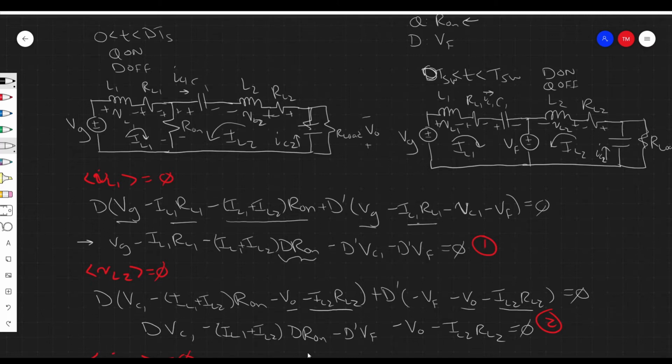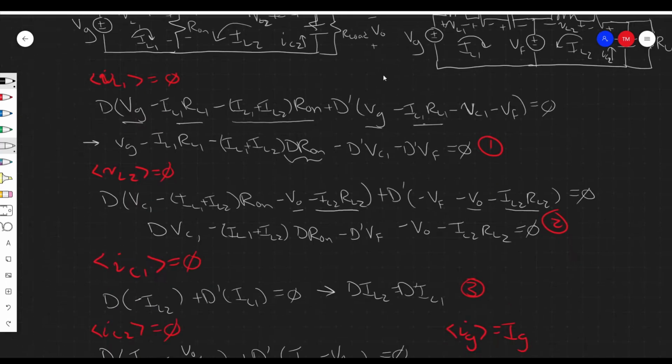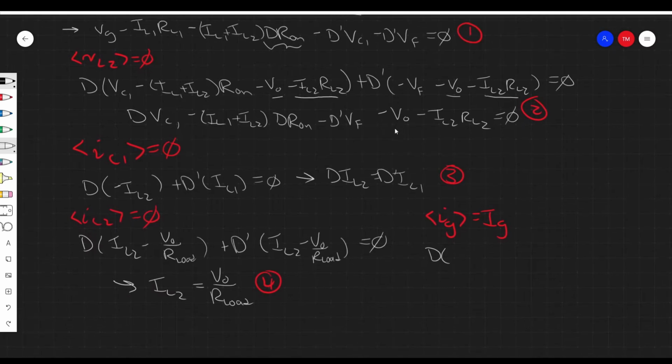So in state 1, Ig is equal to IL1. In state 2, Ig is equal to IL1. Right? So basically all it's saying is that the input current is equal to the inductor current. So we have D times IL1 plus D prime times IL1 is equal to Ig. In other words, the input current is the inductor current. This makes the input and output equations kind of simple.